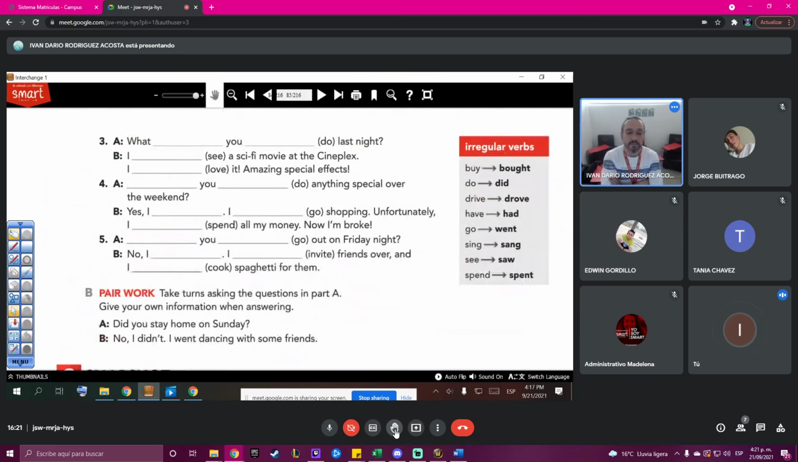What did you do last night? I saw a science fiction movie at the sci-fi. Repeat. sci-fi. movie at the Cineplex. Okay. I loved it. Loved it. Amazing special effects. Very good.